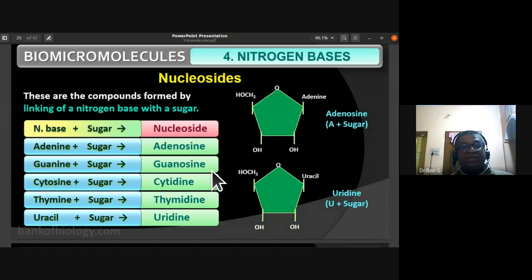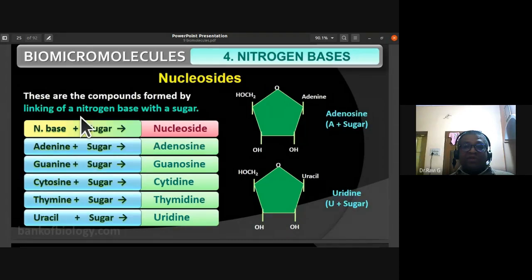Guanine plus sugar is guanosine. Cytosine plus sugar is cytidine. Thymine plus sugar is thymidine. Similarly, uracil plus sugar is uridine. So the nucleosides are nitrogenous base plus sugar. We call it as nucleoside. So nucleoside is composed of nitrogenous base and sugar. So these are the compounds.